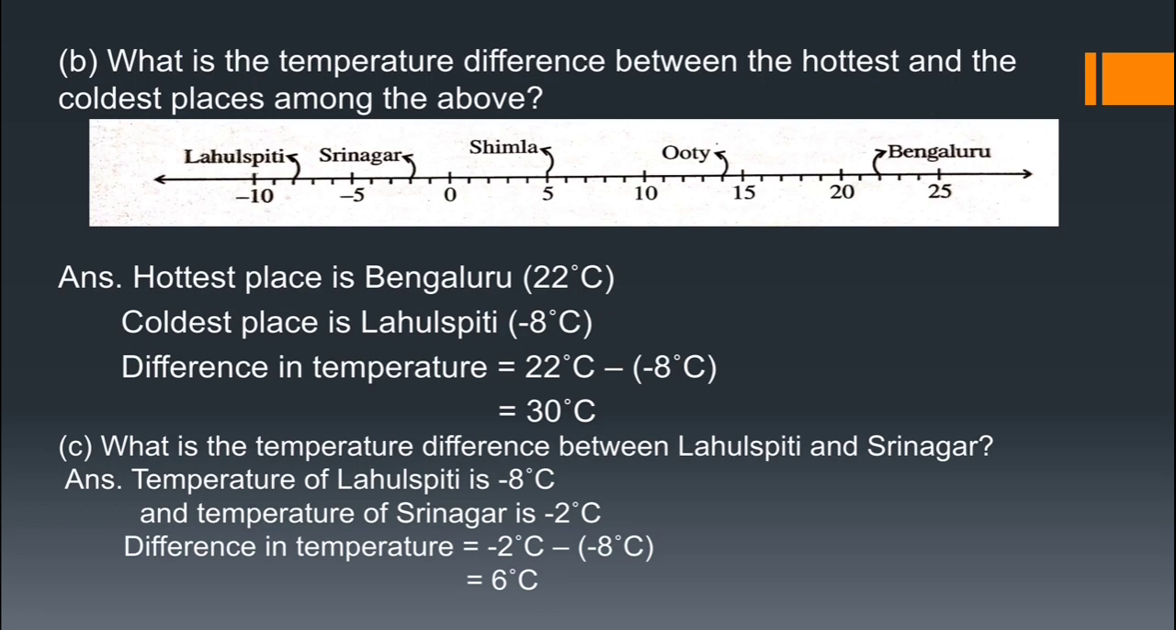Why? Because we know that when we add two integers having opposite sign, then the resultant will have the same sign as the greater value have. So we see that out of minus 2 and plus 8 degree centigrade, 8 is the larger value and having positive sign. So our result will also be positive.